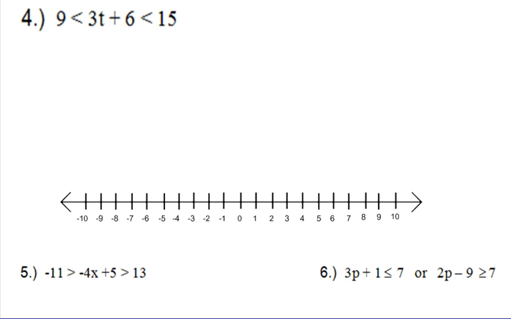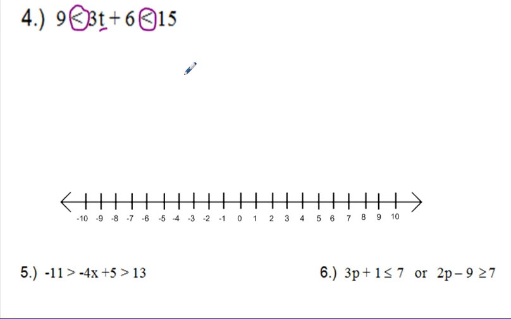The next part of your guided notes deals with solving compound inequalities. As you see in problem number 4, compound inequalities are basically like solving two equations at one time. They're called compound because there is more than one, so we have two inequalities. We're going to do this all at one time. Our goal is to get t by itself.